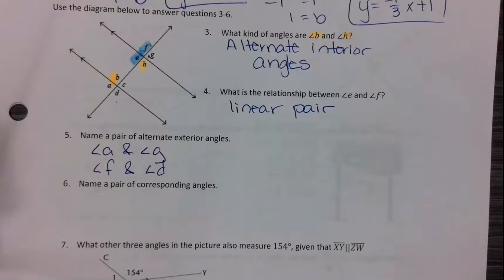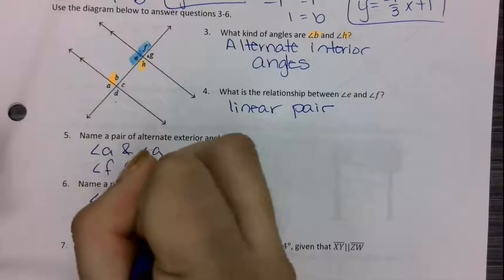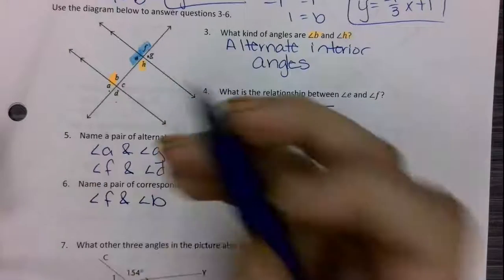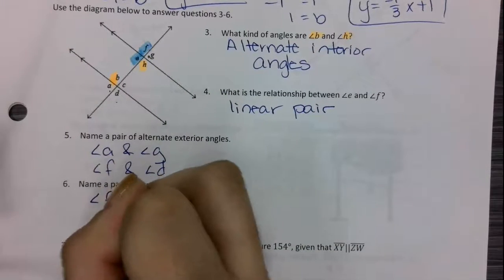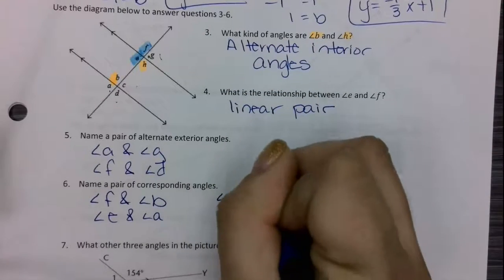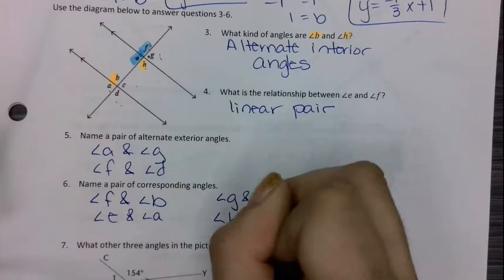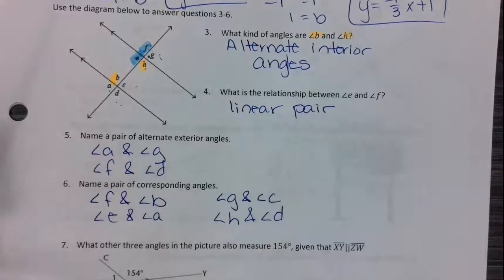A pair of corresponding angles means same spot, different line. So F and B, E and A, G and C, and H and D. Remember, like I said, you only need one pair on the test.